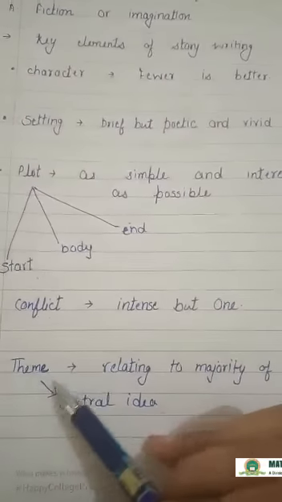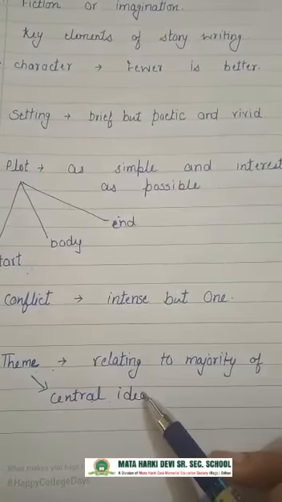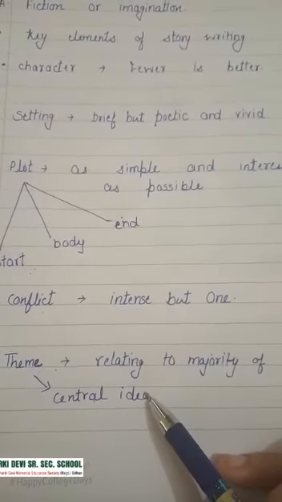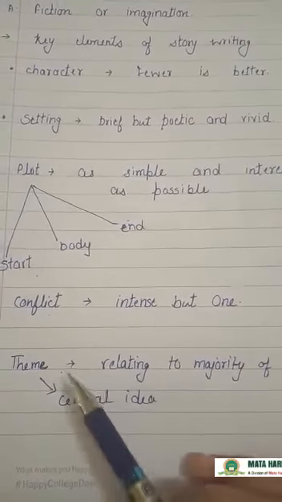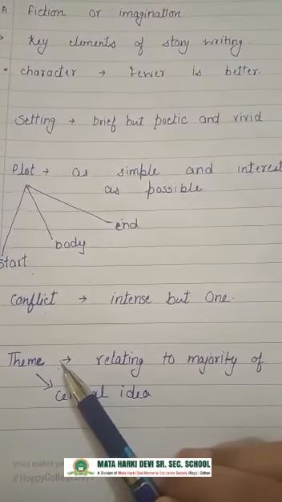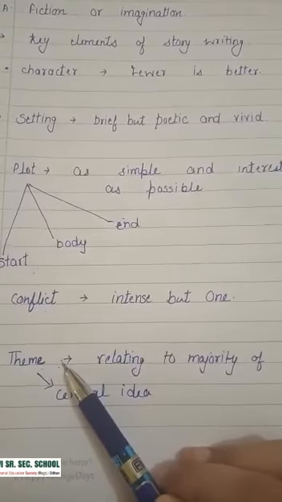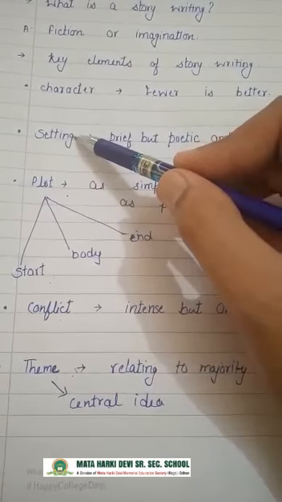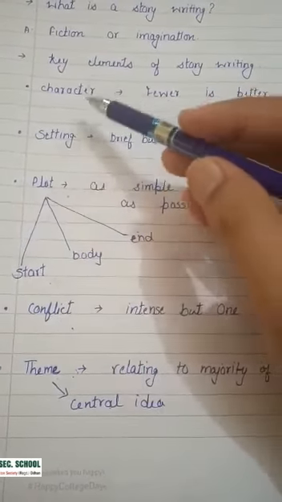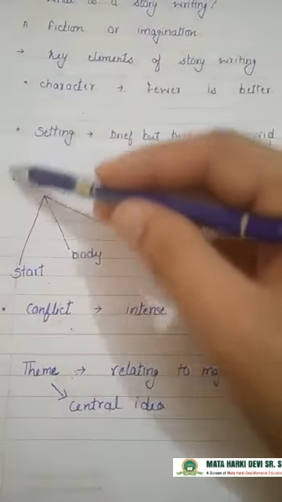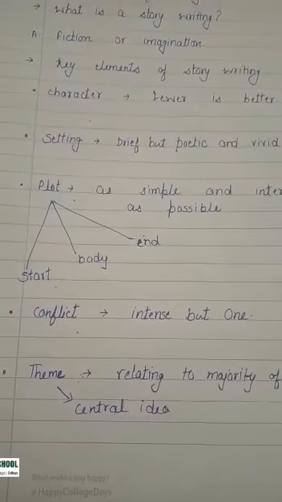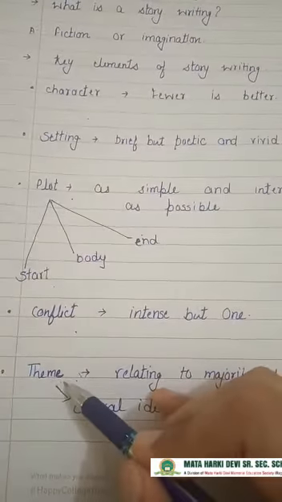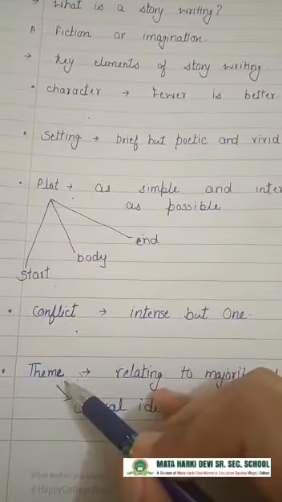Now let's talk about theme. The central idea or main belief presented by a story is called theme. It is the skeleton or frame of your short story that is decorated by plot, setting, conflict, and characters. These four elements are essential for theme. Basically, theme is the result of these four elements of story writing.